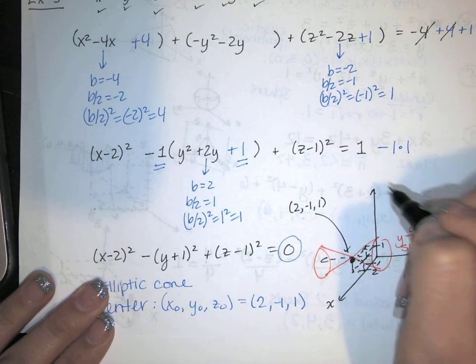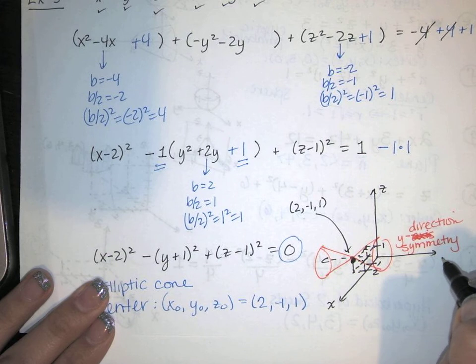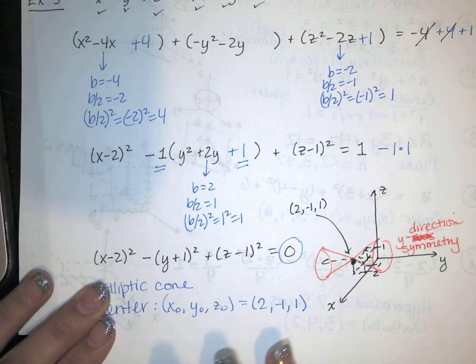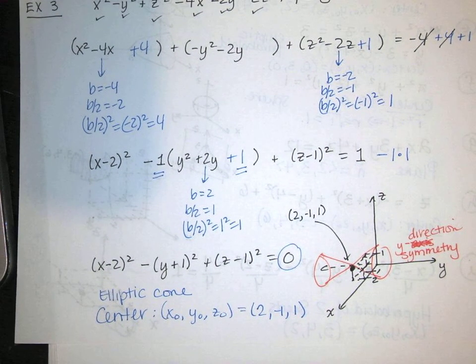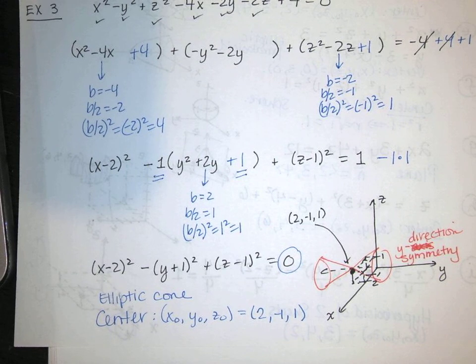Okay, so those are 3 examples of how we complete the square to write our quadric surfaces in standard form. Then we identify the surface and sketch them.